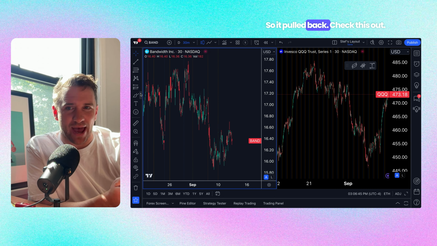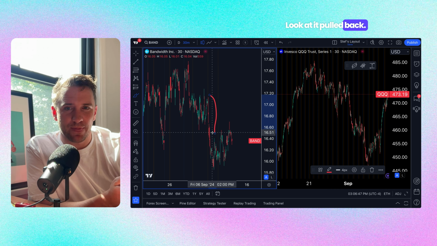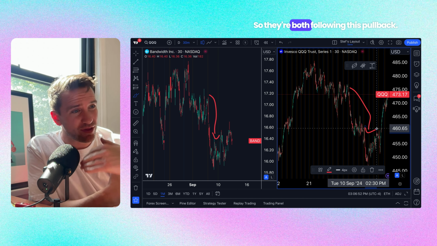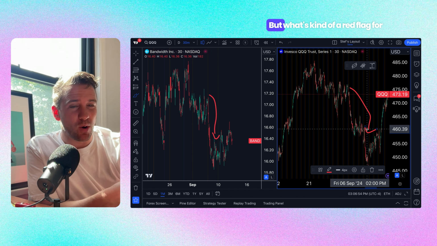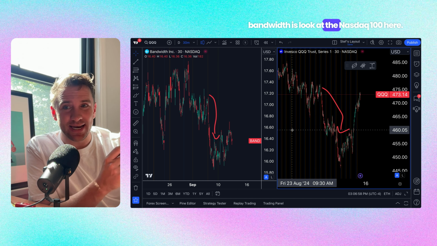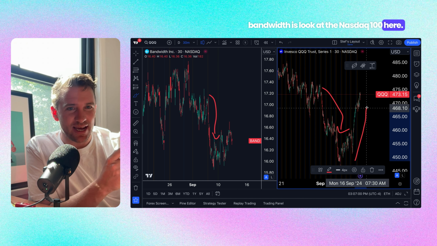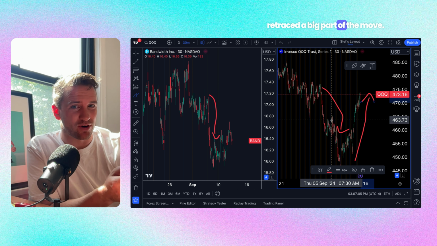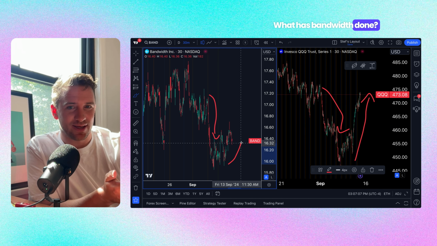So it pulled back. Check this out. Look at it. Pulled back. Don't get me wrong, the NASDAQ 100 pulled back as well, so they're both following this pullback. But what's kind of a red flag for Bandwidth is, look at the NASDAQ 100 here. It has not totally, but it has retraced a big part of the move. What has Bandwidth done? It's lagging.